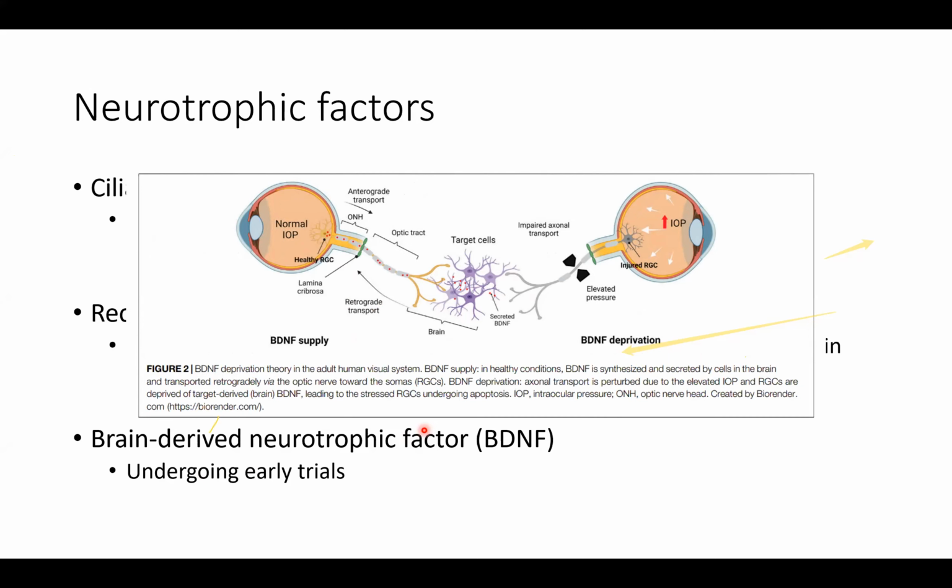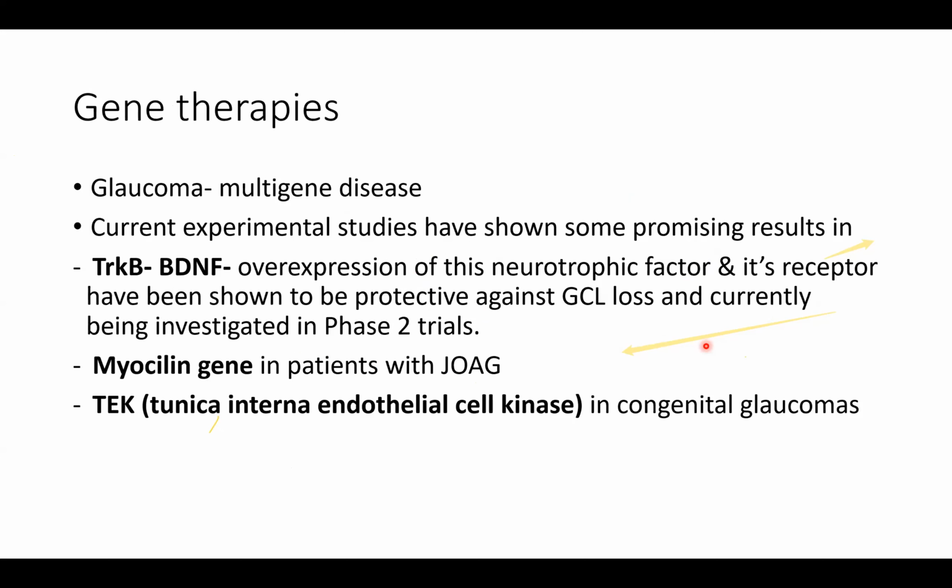Low levels of brain-derived neurotrophic factor have been found in the vitreous and serum of glaucoma patients, and local administration of BDNF has been shown to improve RGC survival following injury. So this is one that is currently undergoing investigations and further trials.